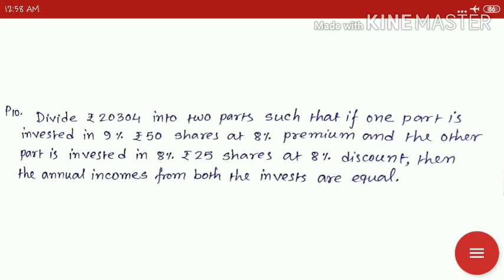But he has balanced those two parts in such a way that the annual income from both those investments is equal. So that is our key point, that we have to find out the dividend from both types of shares, and then we will equate it, and from that we will find the part which he has invested in those shares. It does not mention that you have to divide these two parts equally or 1/4 or something. Okay, so just first try it by yourself and then see my solution.